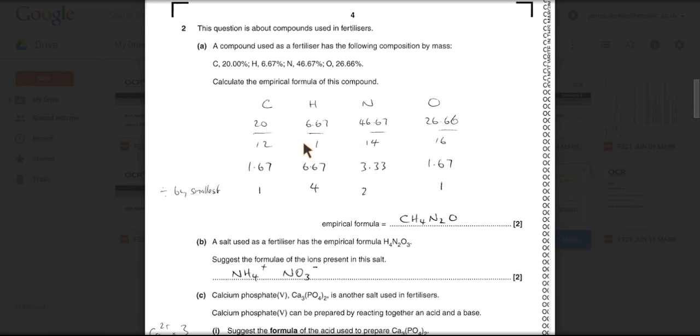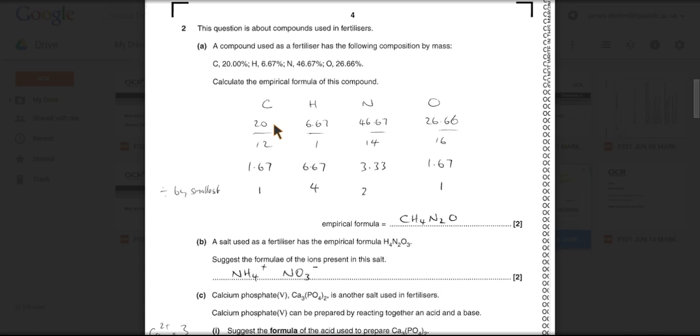Divide by the Mr. Common mistake there would be the student divides by the proton number. So it's the Mr because what you're finding out is the moles. And if you think about it, the percentage is essentially grams, because what you're saying is for every 100 grams of this fertilizer, 20 grams would be carbon, 6.67 hydrogen, and so on.